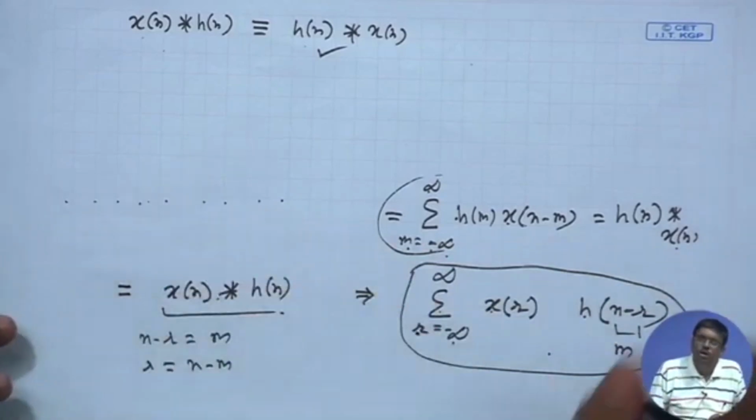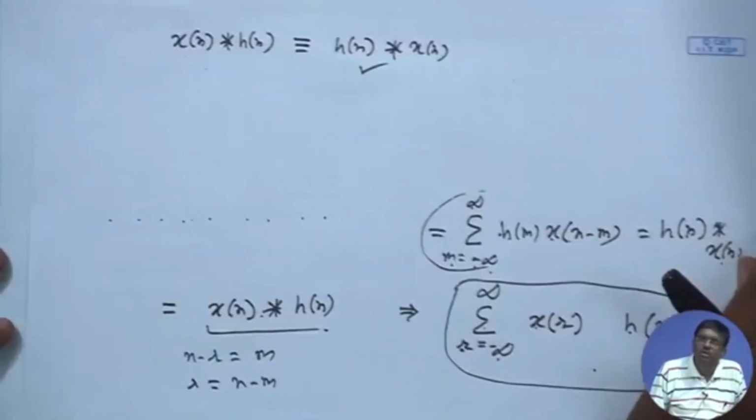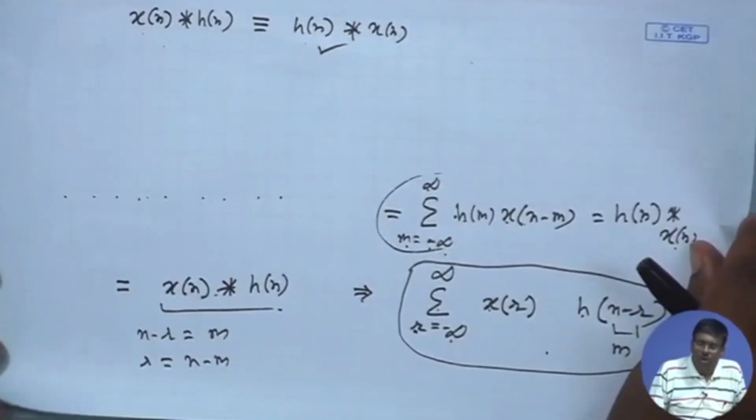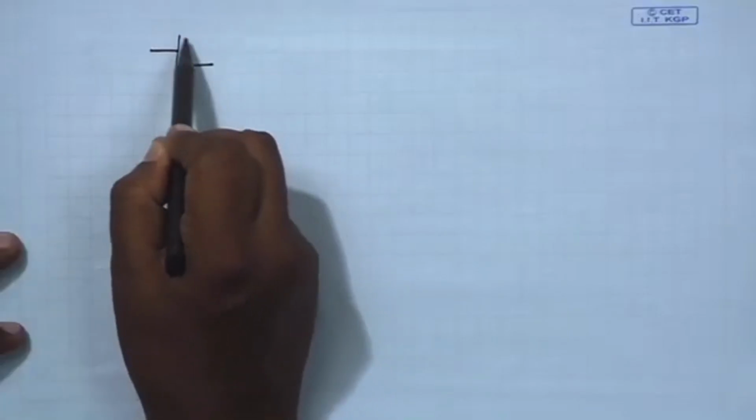So, what we have proved here is that convolution is commutative. Okay. The next thing is convolution is distributive.